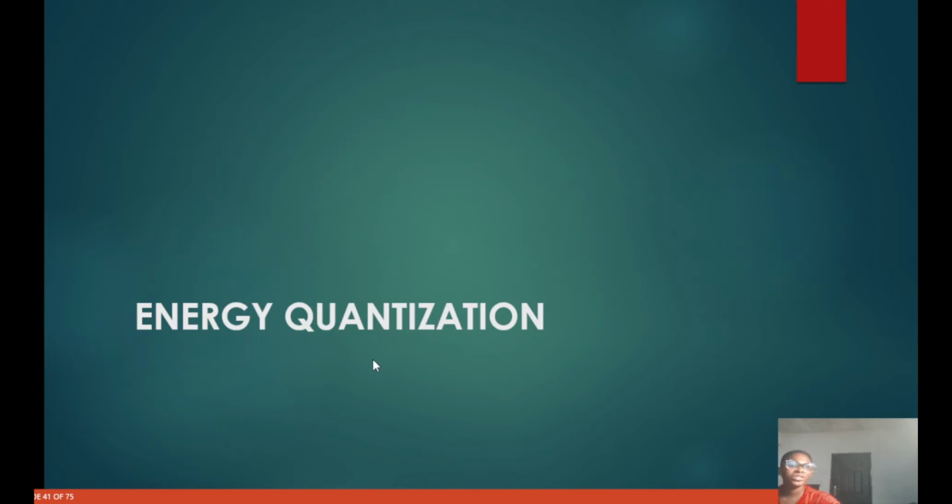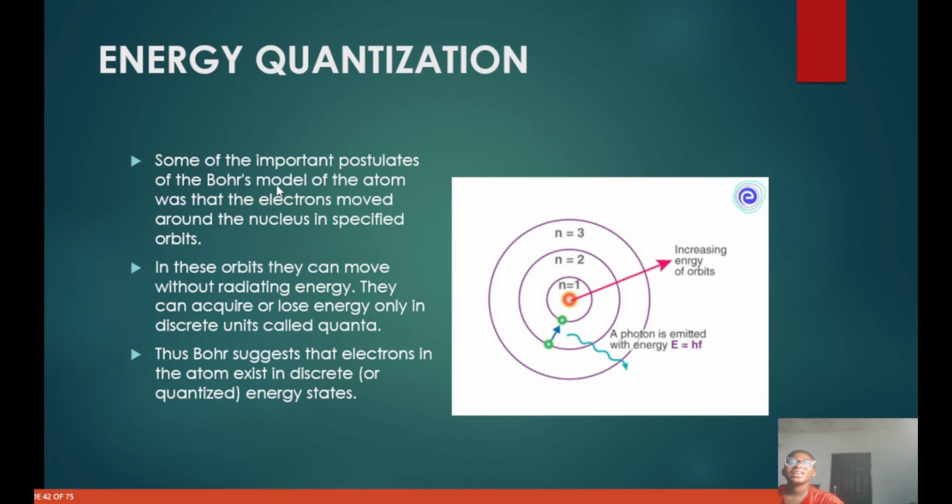Energy quantization. What is energy quantization? One of the important postulates of Bohr's model of the atom was that electrons move around the nucleus in specified orbits. I explained that. In these orbits, they can move without radiating energy. They can move from here to there without radiating energy. They can acquire or lose energy only in discrete units called quanta.